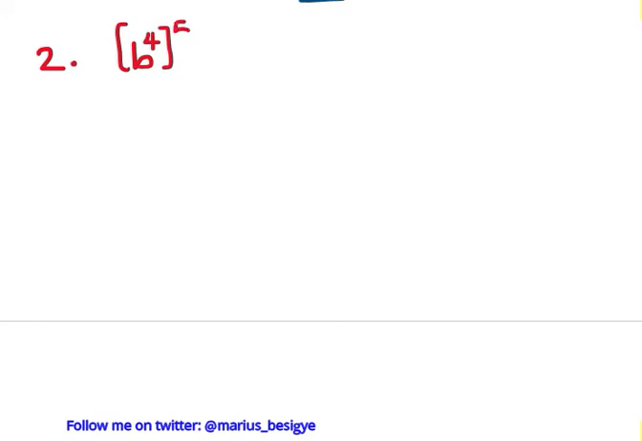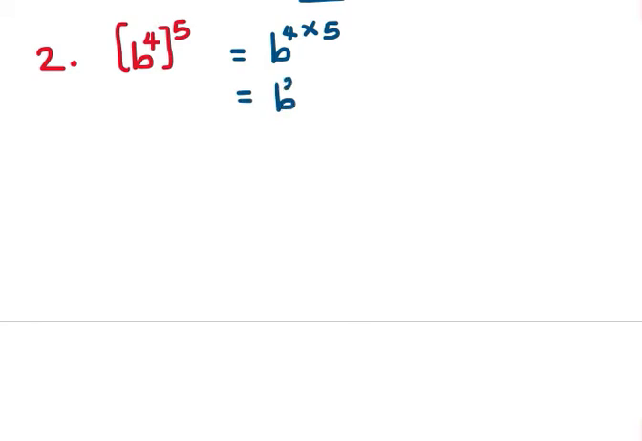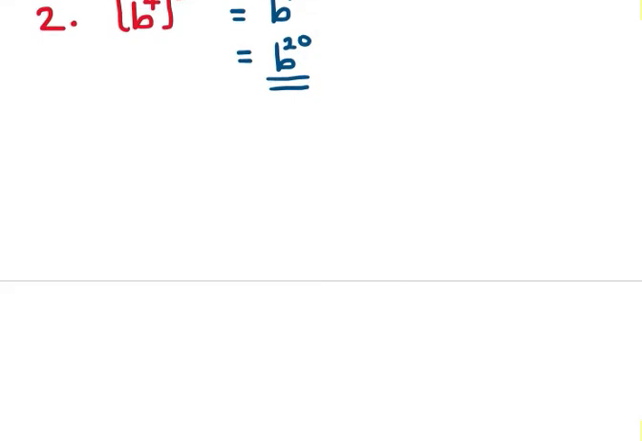In number 2, let us have b to the power of 4, into the power of 5. So we will get b to the power of 4 times 5. So we come up with b to the power of 20. Okay, so let's move on to example number 3.